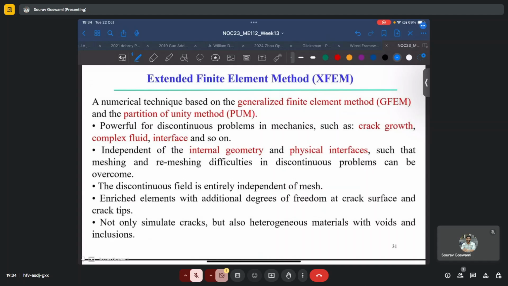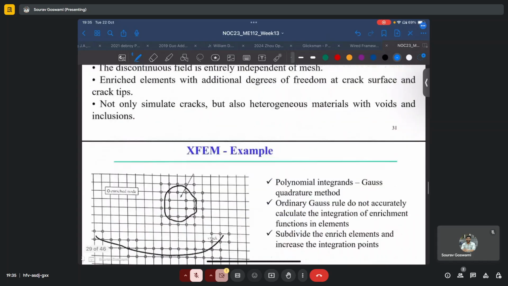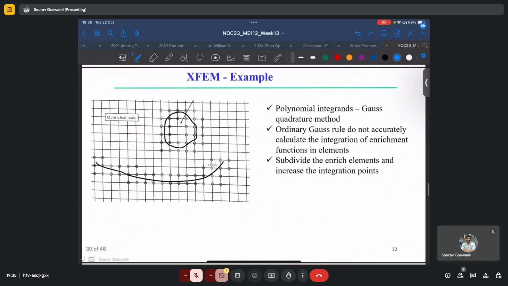This process is developed such that those difficulties can be overcome in its implementation. The discontinuous field is entirely independent of mesh. Enriched elements with additional degrees of freedom at crack surface and crack tips are made available, and this can be useful for simulating cracks, heterogeneous materials with voids, and inclusions. An example of such enriched nodes is shown here.